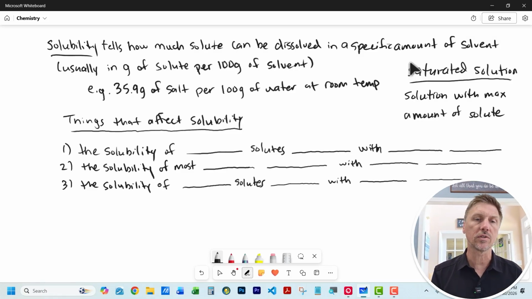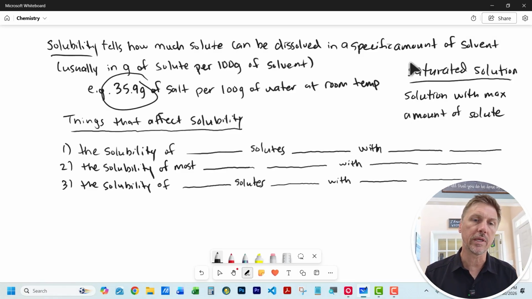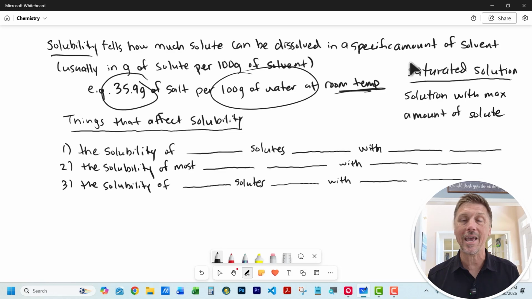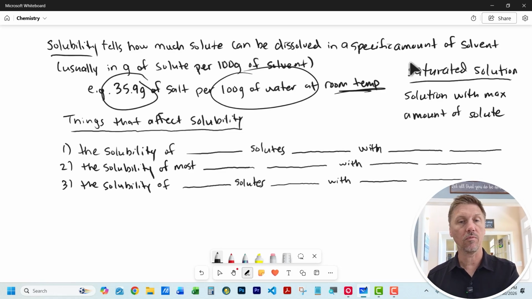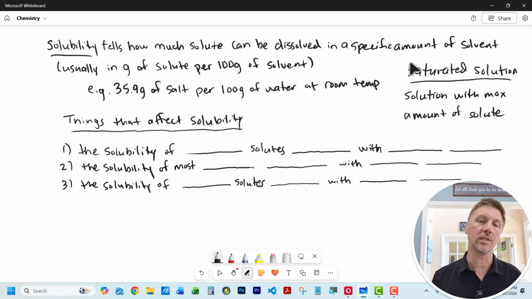So in this first example, when we can put 35.9 grams of salt in 100 grams of water, notice that's at room temperature. That value will not be the same if we change the temperature.